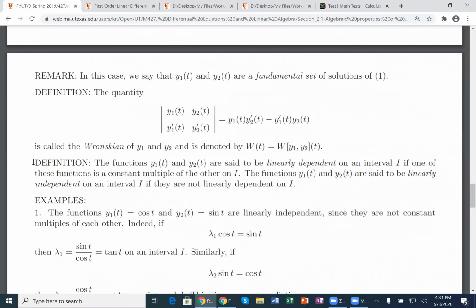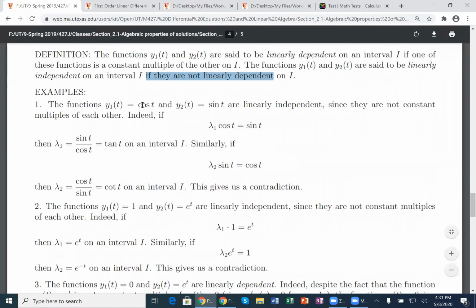Please take a look at this definition. The functions y1 and y2 are said to be linearly dependent if one of these functions is a constant multiple of the other. Two functions y1 and y2 are said to be linearly independent if they are not linearly dependent. Let us go back to cosine and sine. Let us prove that these functions are linearly independent.